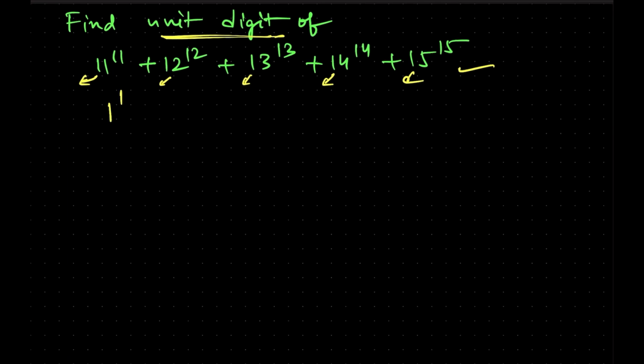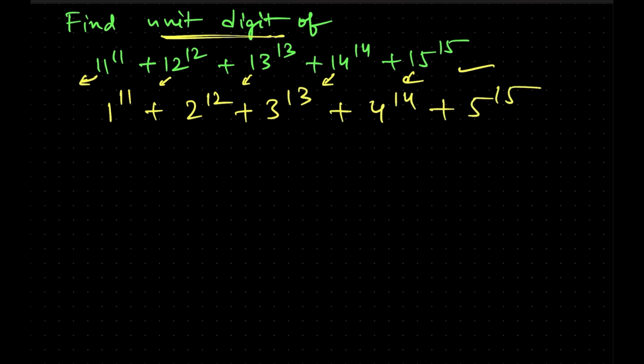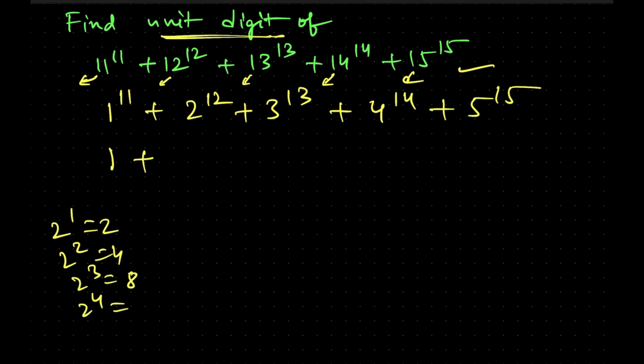So we can write it like this: 4 to the power 14 and 5 to the power 15. Now for every digit we will see what the cyclicity is. For 1, we know that at the unit place we will get 1 only. For 2, 2 to the power 1 is 2, 2 to the power 2 is 4, 2 to the power 3 is 8, 2 to the power 4 is 6, and again 2 to the power 5 we get 2. So here 12 is a multiple of 4, so we will get 6 at the unit place.